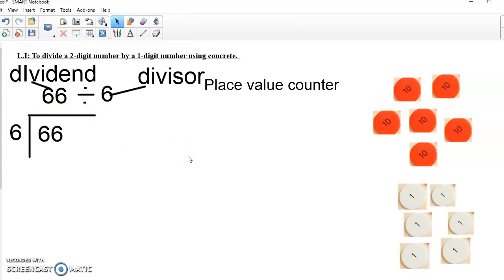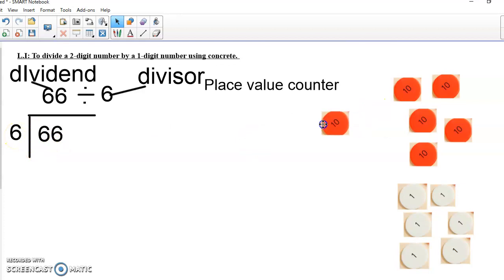So what you need to think about is, how many groups are you making, or what is the number of your divisor? So you have 6. So I am going to be arranging my counters in columns of 6. I'll make sure that my columns are 6 because my divisor is 6. Now, the first thing I need to look at is the tens number. So how many is my tens number? So I have 60, which is 6 tens, which I'm going to arrange in 6 columns.